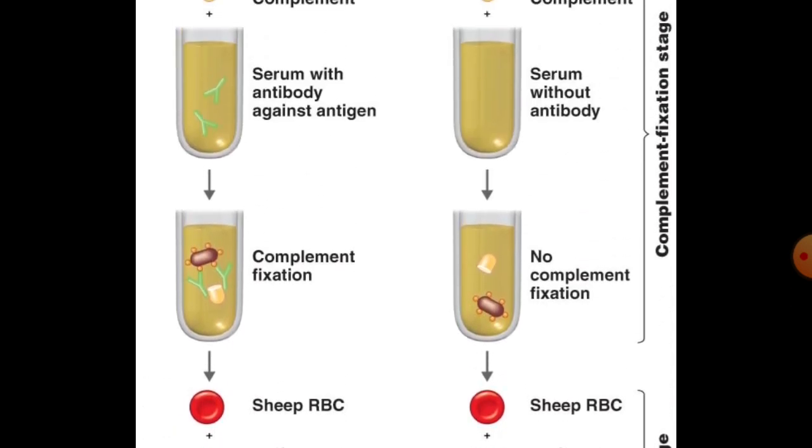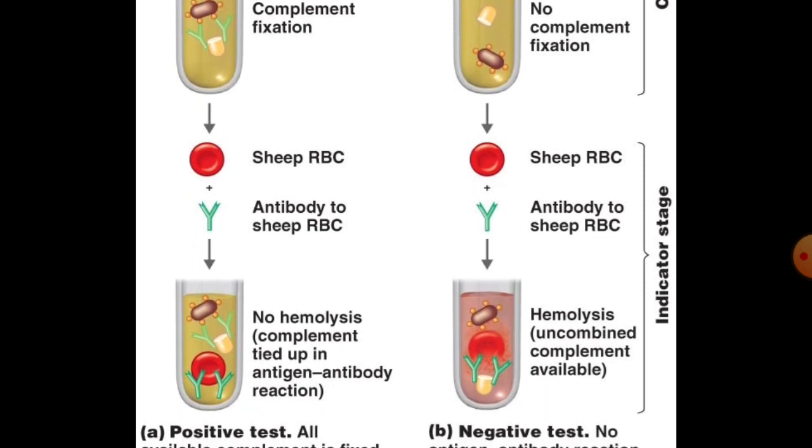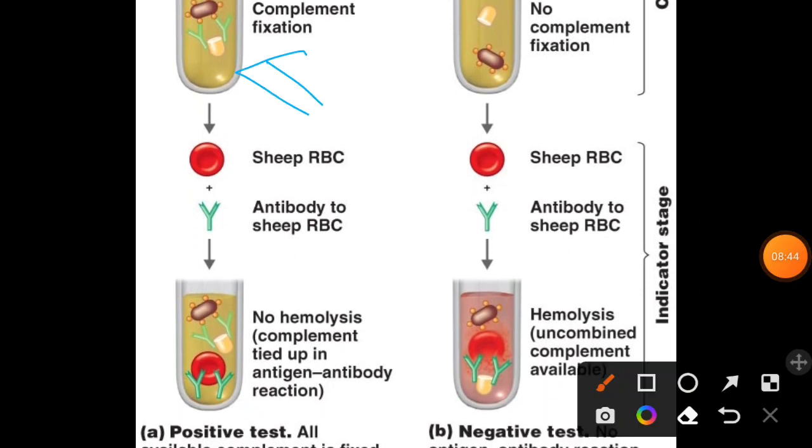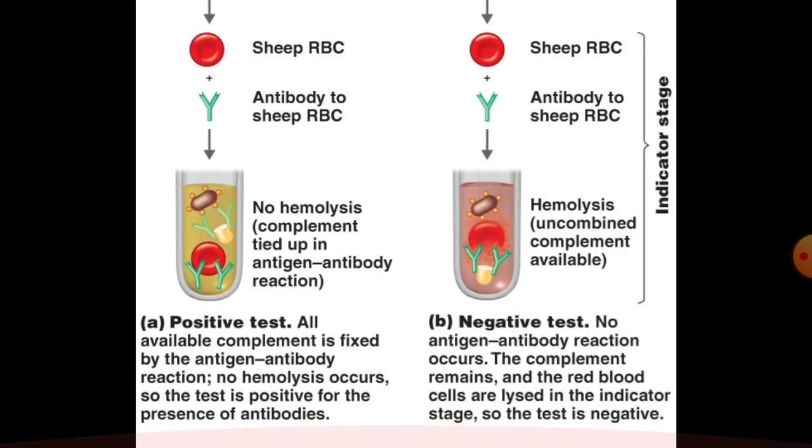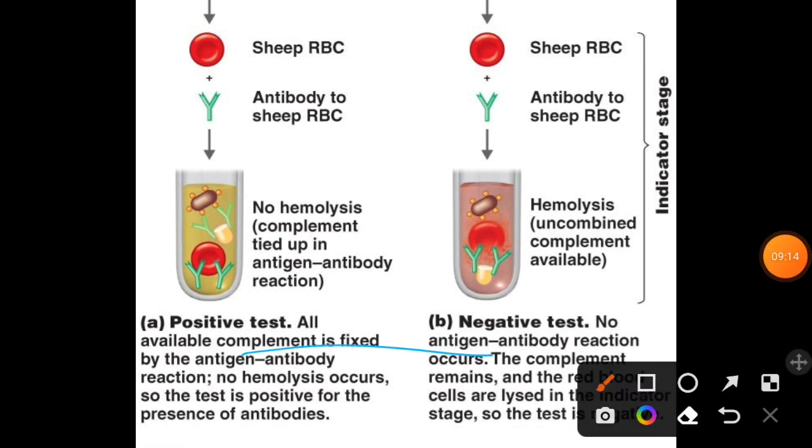Okay, now as here antibody was present, there is no change in the color, right? Because complement was already in reaction with the antigen antibody, right? So that is why sheep RBC cannot be lysed, and as a result the solution remains the same in color. Okay, so no hemolysis, complement tied up in the antigen antibody reaction. That is the positive test. All available complement is fixed by the antigen antibody reaction, no hemolysis occurs, so the test is positive for the presence of antibody.